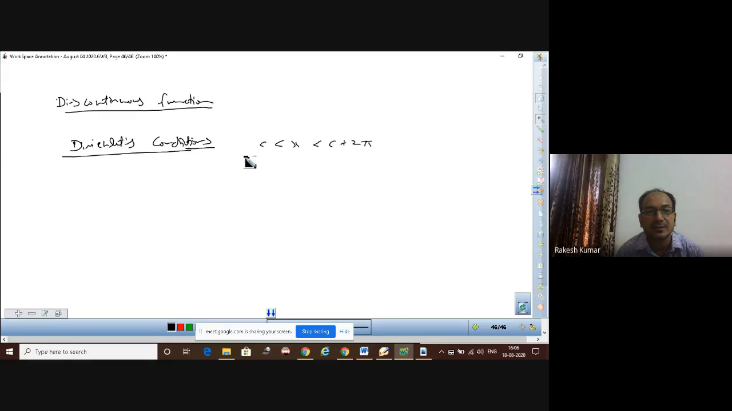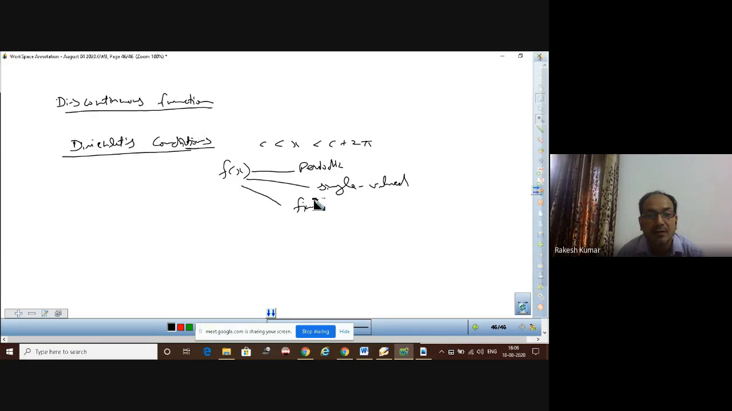And what is the function? The name of the function is f of x. And f of x should be periodic, and f of x should be single valued. Single valued means for any value of x, f of x should have a single value only, and it should be finite. It should have a finite value, and it should have a finite number of discontinuities.